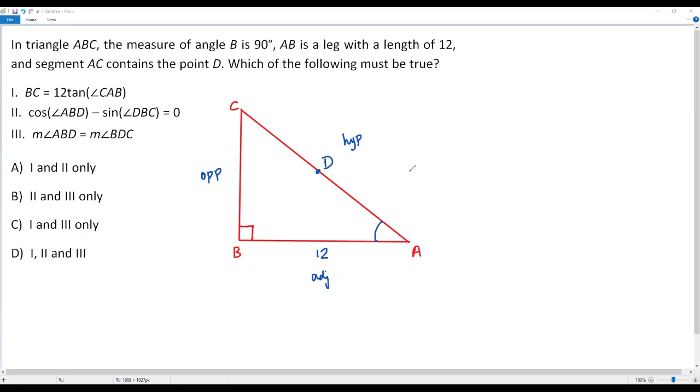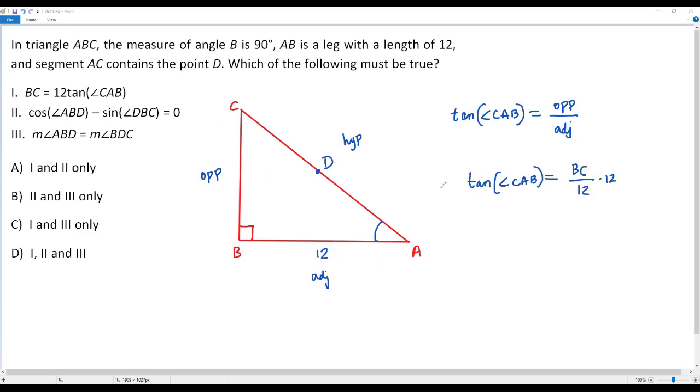Okay. Now let's consider the trigonometric ratio tangent of this angle, that is angle CAB. Let me write over here. The formula to get the value of the trigonometric ratio tangent is opposite side divided by adjacent side. So tangent of angle CAB equals, we know that the opposite side is the leg BC and the adjacent side is the leg AB, but we have the length of the adjacent side, that is 12, so we can plug in 12 for the adjacent side.